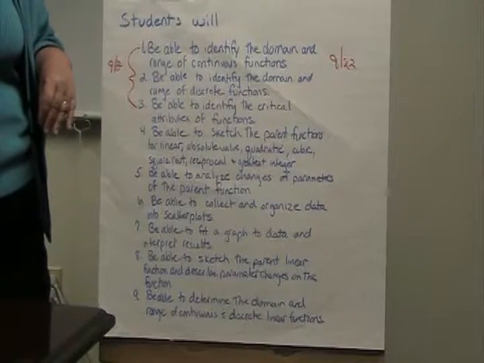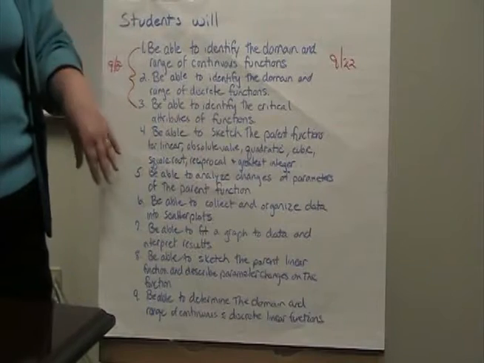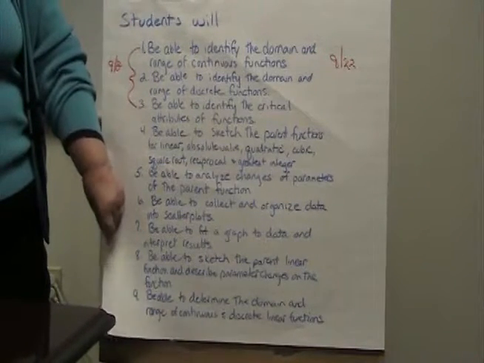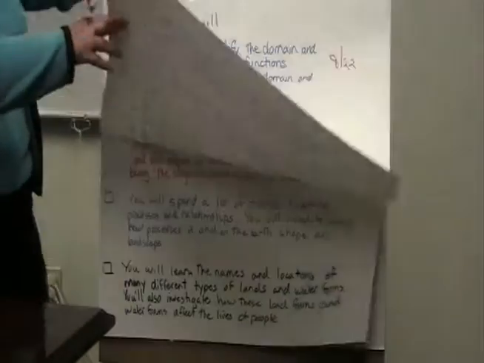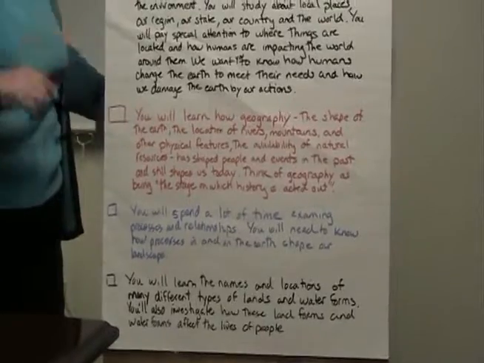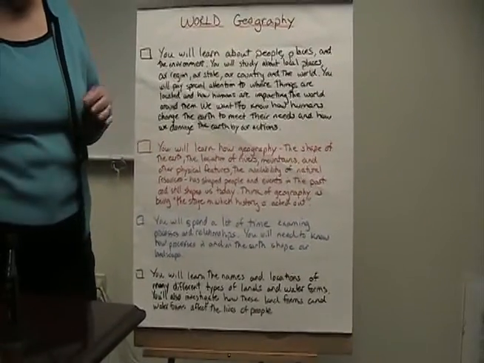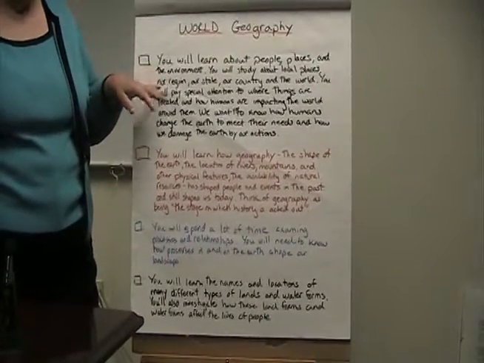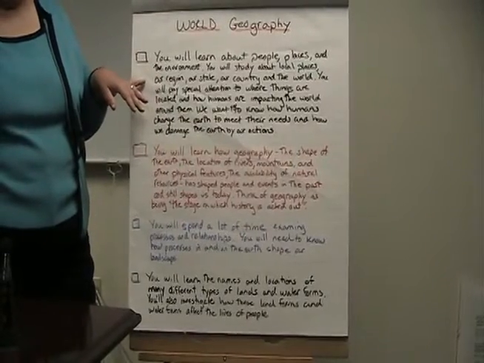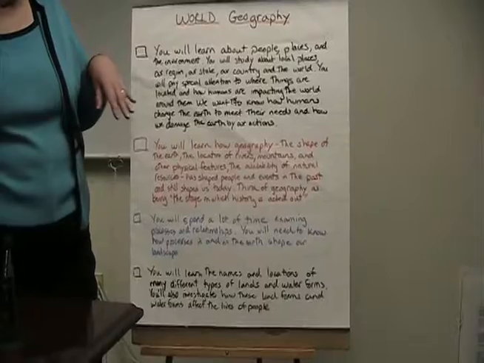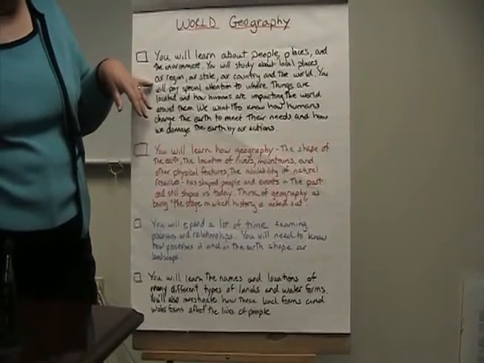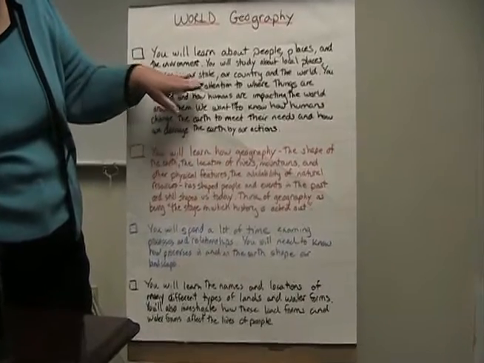Well, that's one way of writing learning objectives, not the only way. In fact, I know a world geography teacher that, when she writes her learning objectives for world geography, does it in a different format. And in fact, she does it in a really kid-friendly way. She talks about what they're going to learn, and she does it in a narrative form. So in this example of world geography, you'll see you will learn about people, places, and the environment. You will study about local places or regions and states and countries in the world.